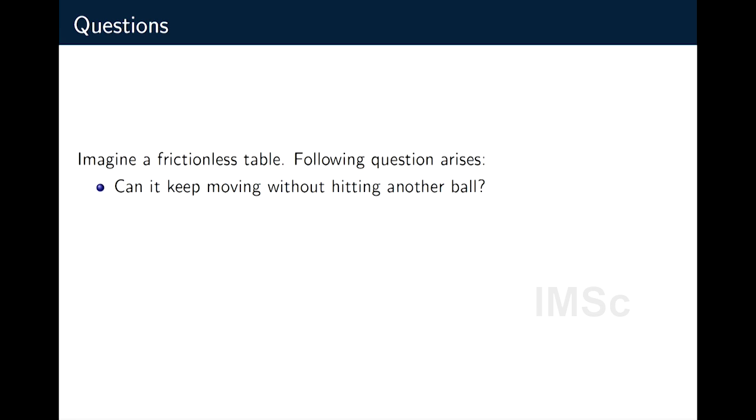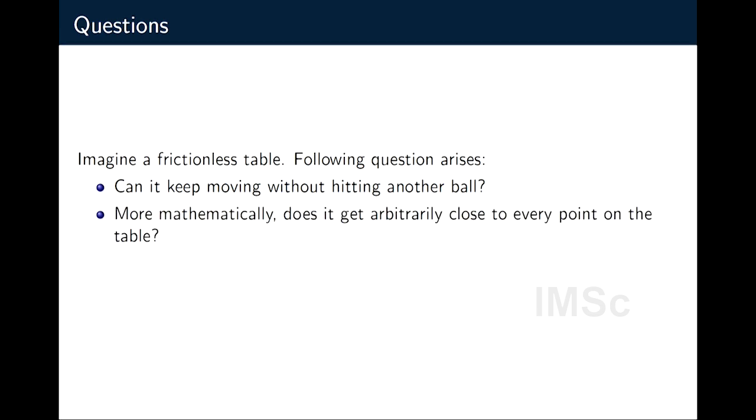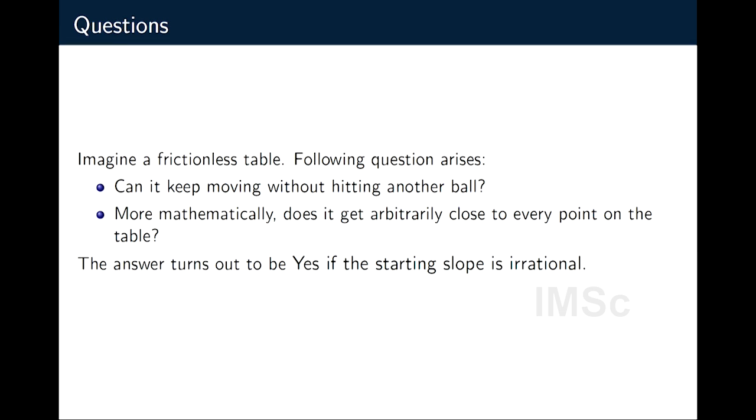That's the question, and let's try to put it more mathematically. Will the ball come close to every point on the table? The answer turns out to be yes, if the starting slope is irrational, because the ball is moving in a straight line, that's what I'm assuming.